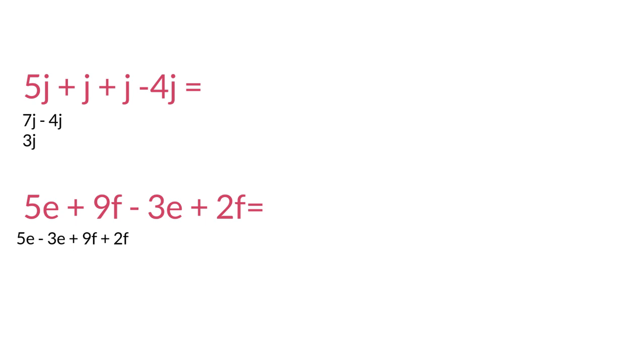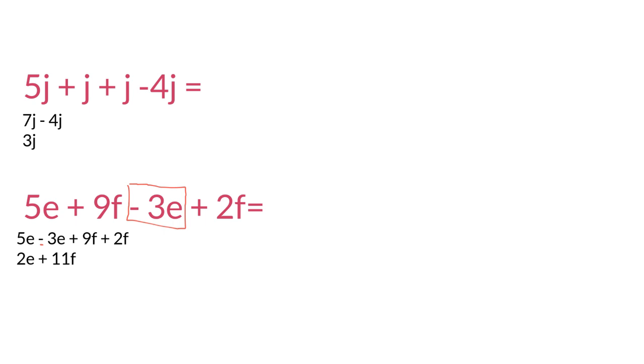Well, if I look at the 3e over here, it's a negative. It's subtracting. It's a negative integer. It's a negative 3e. So I have to make sure I maintain that here in the equation as well. And then let's finish it off. So 5e take away 3e is 2e plus 9f plus 2f, which would be 11f.